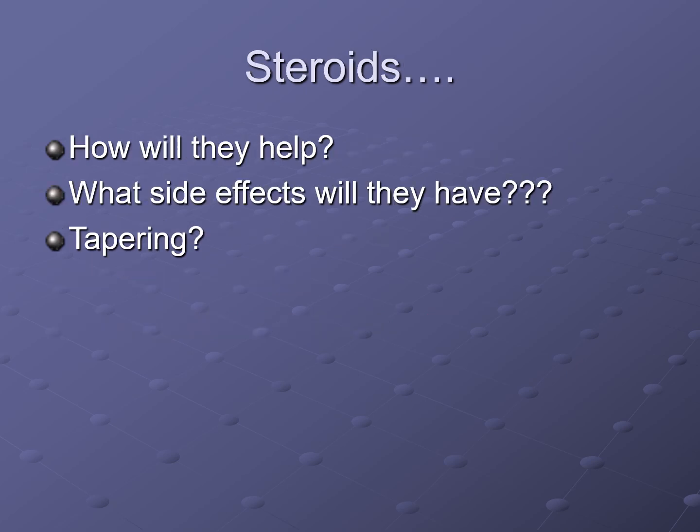So steroids, how will they help? They'll decrease inflammation. Side effects are the usual, buffalo hump and retaining fluid, and sometimes they get grumpy and sometimes they want to eat a lot. And we already talked about tapering.